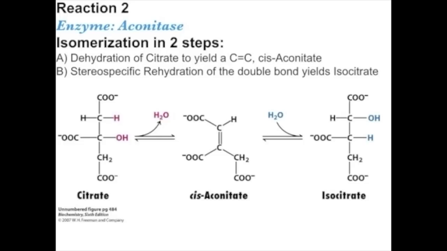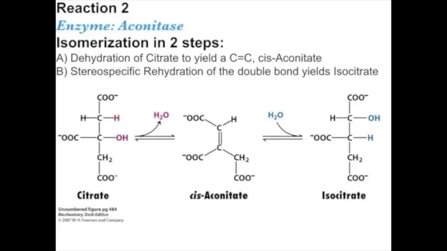And so now on to reaction number 2. This is catalyzed by the enzyme aconitase and consists of an isomerization that occurs in two steps. The first step is a dehydration of citrate to yield a double bond between the central carbons. This results in the intermediate cis-aconitate. The second step is a stereospecific rehydration of that double bond to yield isocitrate. The water is going to be added in a specific manner so that we go from a tertiary alcohol to a secondary alcohol.